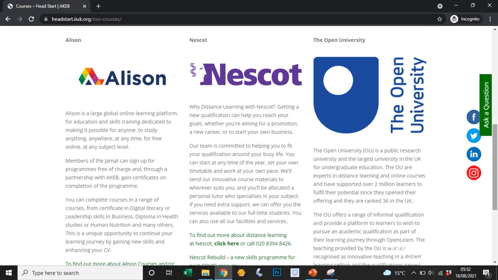On completion of a course, the learner is sent a voucher to redeem as a digital certificate. Nescott College provides free online level 2 courses for Jamaati members that fulfil the eligibility criteria. The Open University provides informal and formal online qualifications through their platform.